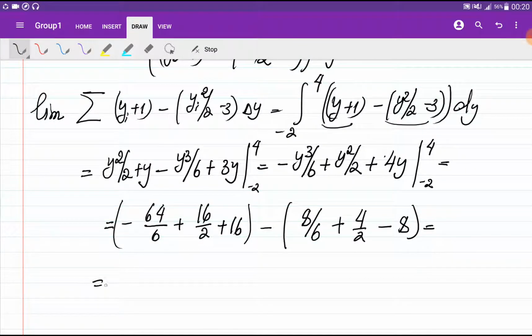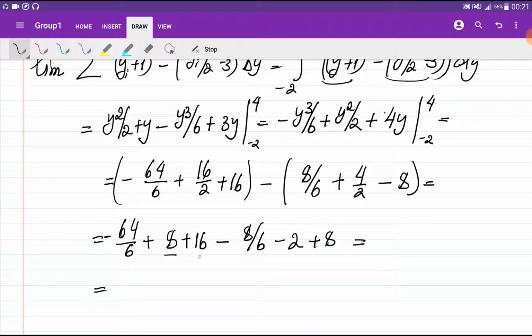Let me open up all the brackets. If I open up the brackets, I will get minus 64 over 6 plus 8 plus 16 minus 8 over 6 minus 2 plus 8, right? So if I write everything down, I will get 8 plus 16, which is 24, plus 8, which is 32, minus 2, which is 30, right? 30 minus, so here I will get minus 64 over 6 minus 8 over 6, which is equal to minus 72 over 6, right, which is equal to 12. So the answer will be equal to 30 minus 12, which is equal to 18.